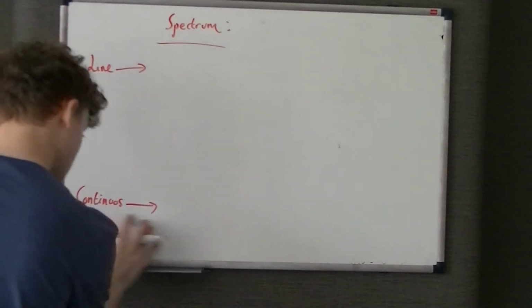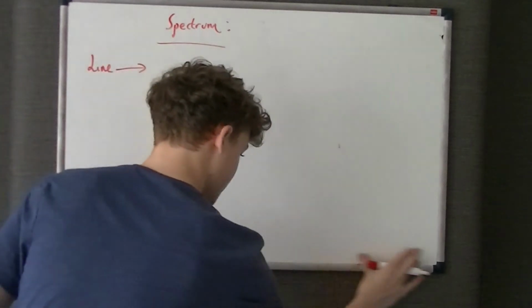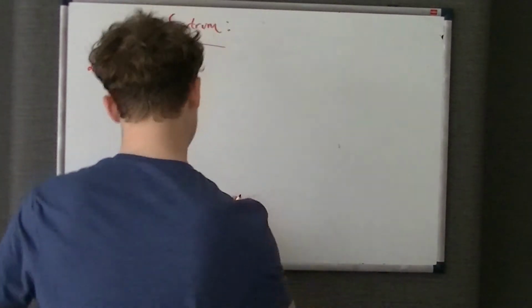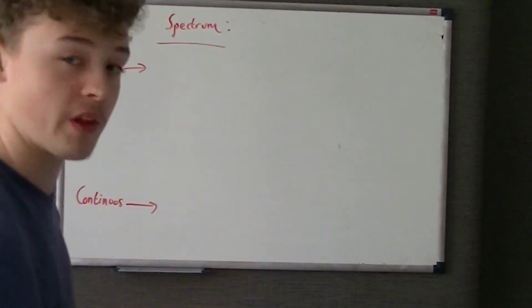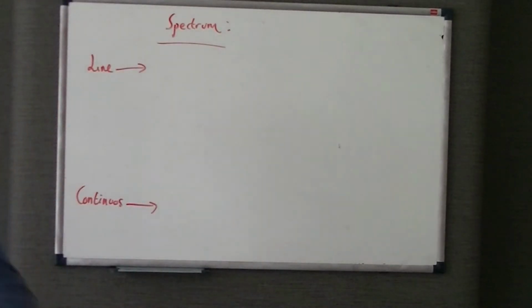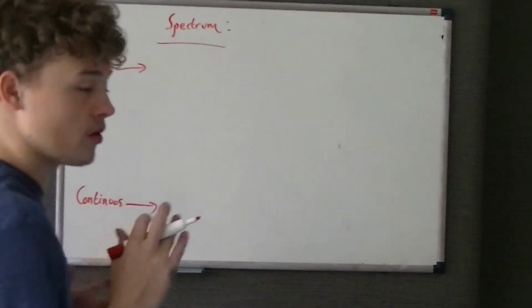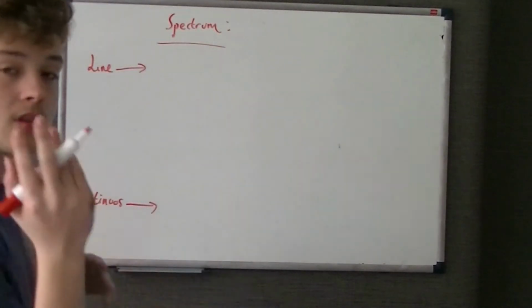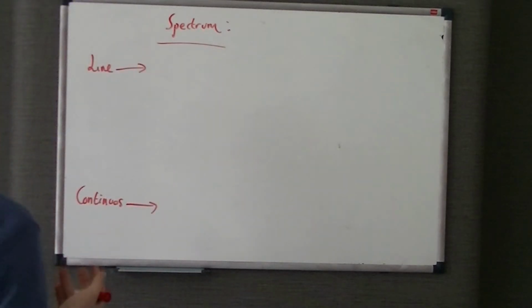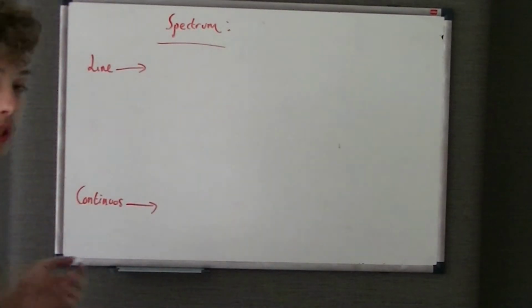A continuous spectrum goes on for quite a while. There's a wide range of wavelengths. If it goes on for a while, there's going to be a wide range of wavelengths. However, a line spectrum has a limit on it, whereas the continuous one can go on for as long as the wavelengths you want. But there's a limit for the line.